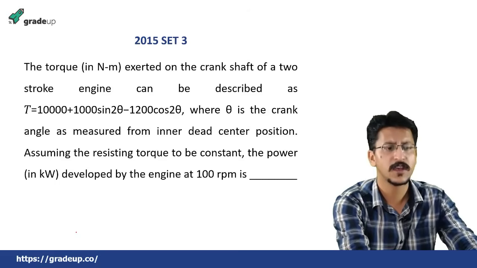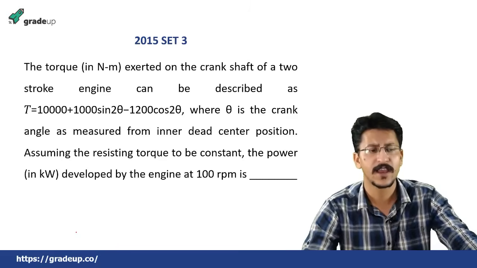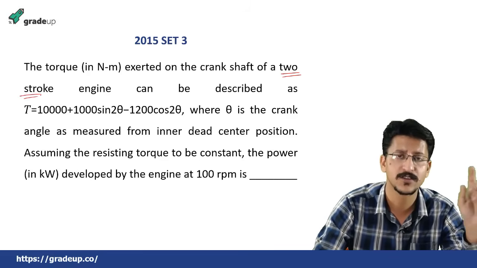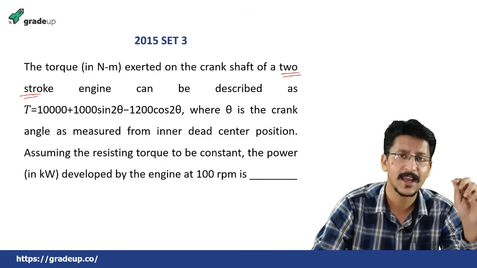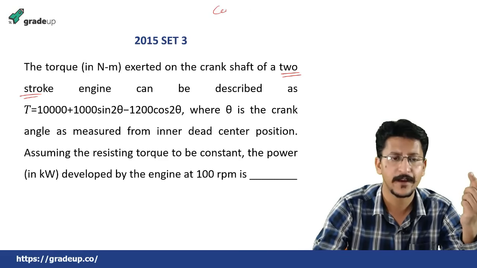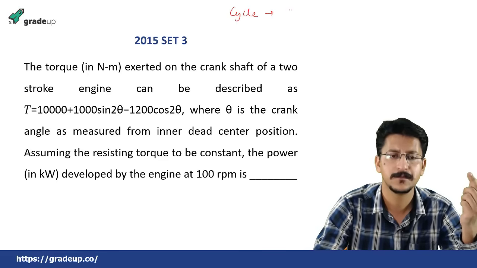The torque in Newton meter exerted on the crankshaft of a 2-stroke engine. See, this is a 2-stroke engine. First of all, this is given as a 2-stroke engine, so the cycle has to be calculated from 0 to 2 pi. You can write it here if you want. The cycle is from 0 to 2 pi because it's a 2-stroke cycle.